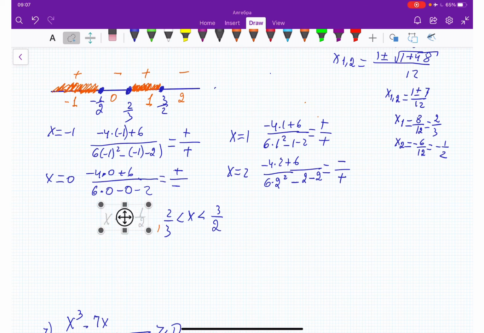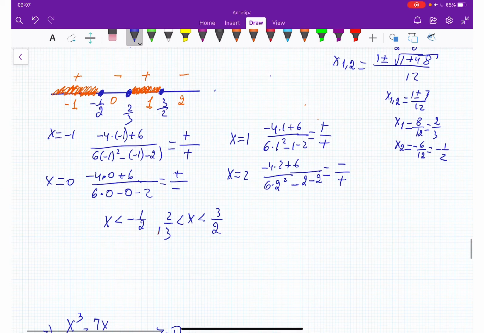So these two answers, we can write down in interval notation, which is going to be (negative infinity, -1/2) or (2/3, 3/2). That will be the solution. Okay. Moving to next one.